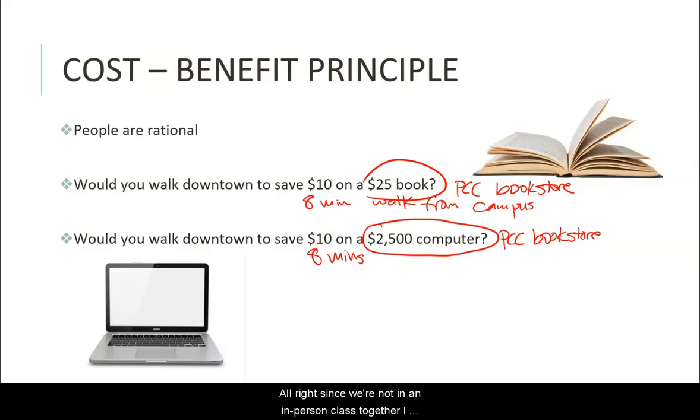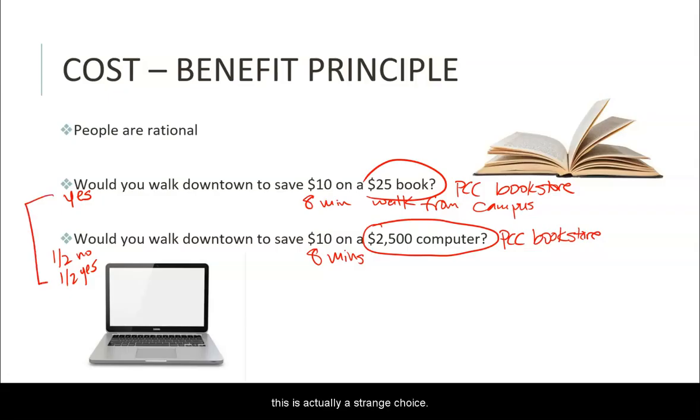All right, since we're not in a big class together, I didn't get to see your reactions. Let me tell you what typically happens in my in-person classes. So I would say majority of people say yes, they would walk downtown for the book. And then once we get to the computer, it's about half and half, right? So half say no, half say yes. Okay. Which is interesting because as an economist in a cost-benefit analysis from an econ class, this is actually a strange choice, okay? And let me show you why.